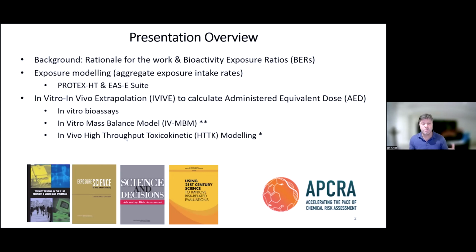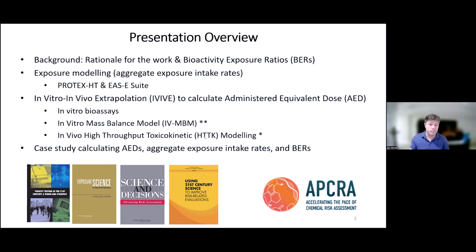And then, of course, to extrapolate from the in vitro system to an in vivo condition like a human in the real world, we need to apply high throughput toxicokinetic models or more sophisticated PBK models that look at extrapolating the in vitro dose to an in vivo exposure scenario. Then finally, I will present a case study that brings together these different components, calculating AEDs from in vitro bioassays, looking at aggregate exposure intake rates, looking at exposure models to predict exposures, and then calculating BERs. And this case study is based on some work that we've done recently with colleagues at Health Canada.